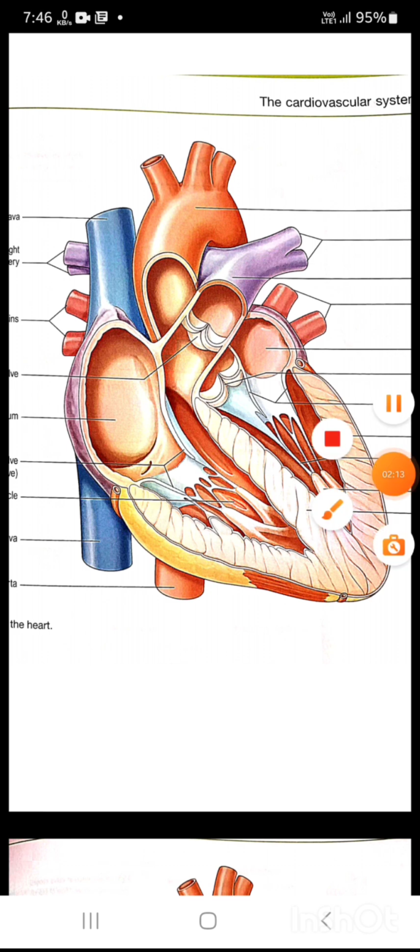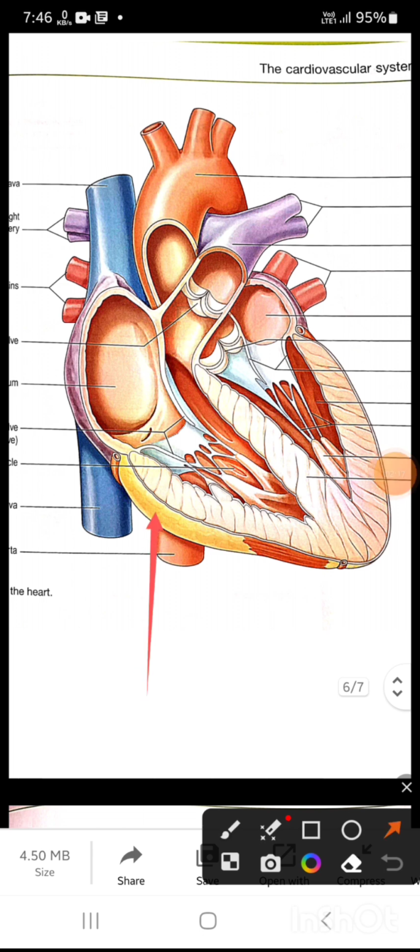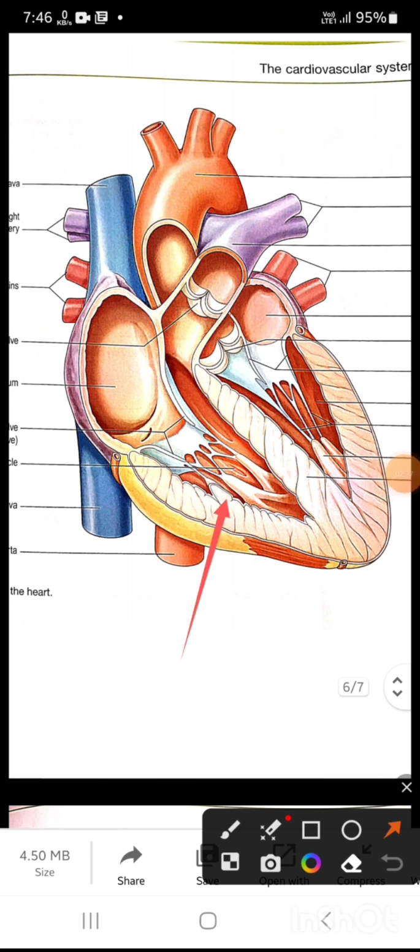Next, the tricuspid valve. Which one is the tricuspid valve? This is the tricuspid valve, which divides the right atrium from the right ventricle. This one is the right atrium, this one is the right ventricle. Next is the mitral valve. Which one is the mitral valve? This one is the mitral valve, which divides the left atrium from the left ventricle.